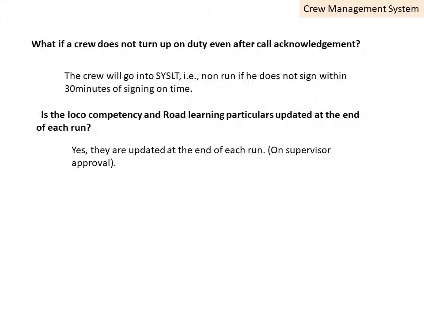What if the crew does not turn up on duty even after call acknowledgement? The crew will go to system late. The crew is booked at 10 hours, but the crew has come at 10:30. After 30 minutes, the system marks the crew late. The crew goes to system non-run directly, so he cannot sign on until the loco supervisor approves. Then he has to bring the system late to normal, and only then can the crew be booked.